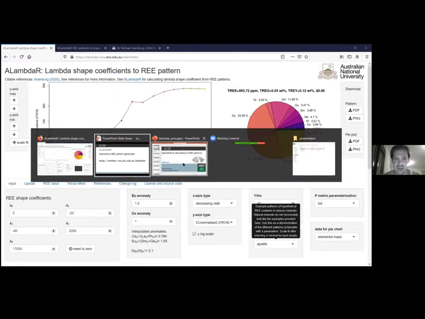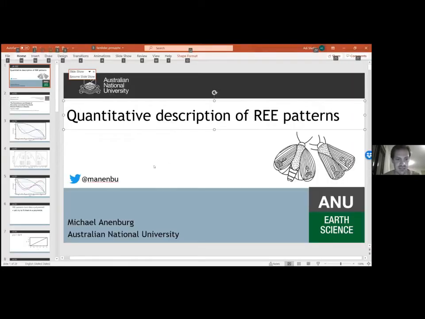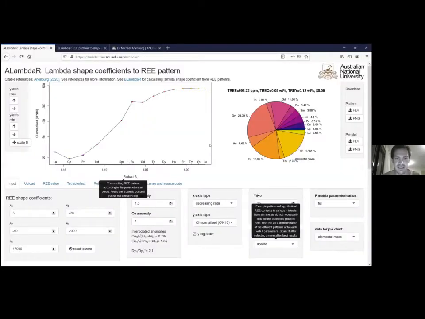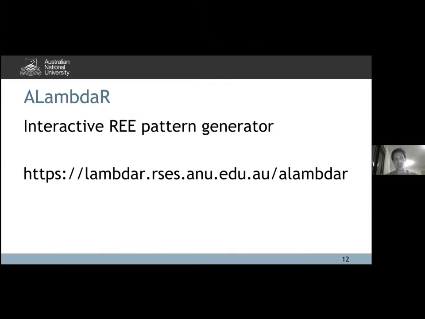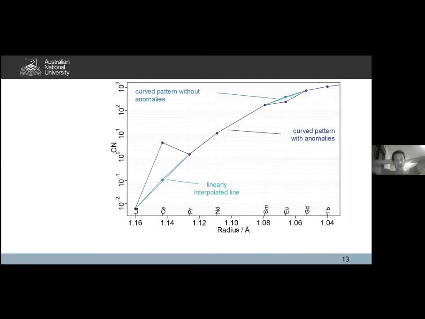Let's go back to the presentation. The other thing it can do is it can give you a better estimate of your cerium and europium anomalies. So here's an example of a pattern that looks like what you might expect from zircon. So zircons are very famous for having huge differences between the light and the heavy rare earth elements. You can have 5 orders of magnitude difference on a logarithmic scale, right?